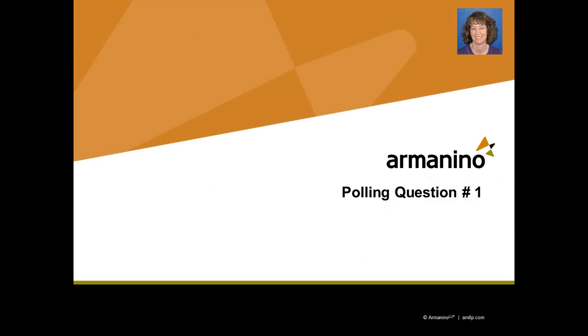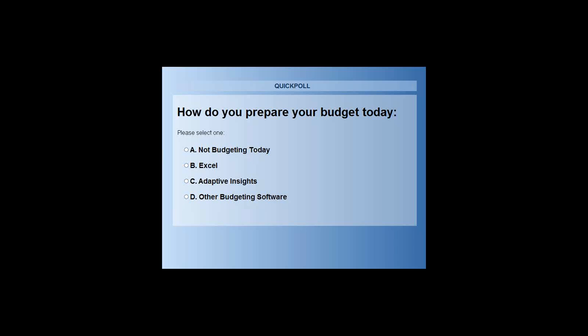And with that, we'd actually like to start off with a polling question for our audience. So we're going to launch the polling question and give you a few seconds to answer. So the question today is, how do you prepare your budget at your organization? Are you A, not budgeting today? B, using Excel? C, using Adaptive Insights or Adaptive Planning? And D, using other budgeting software?